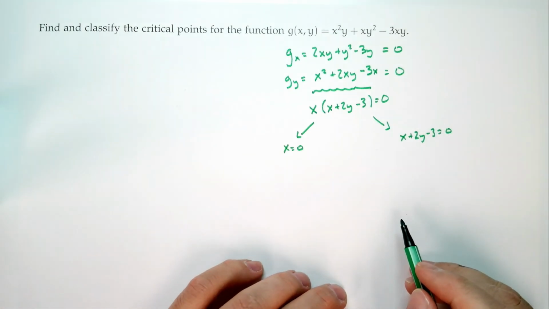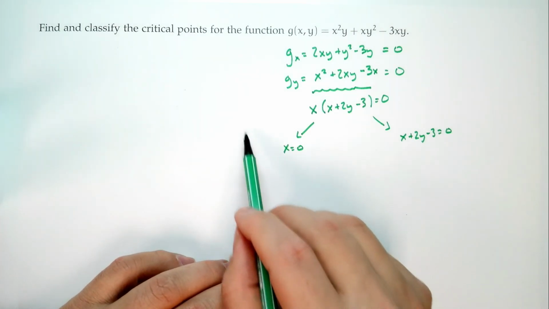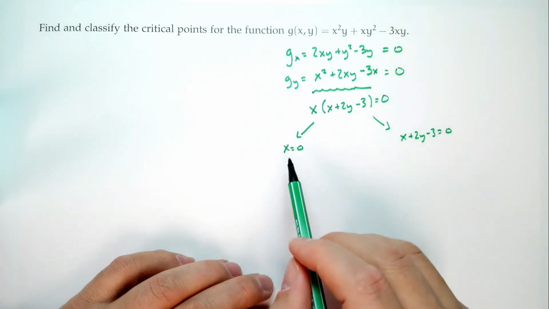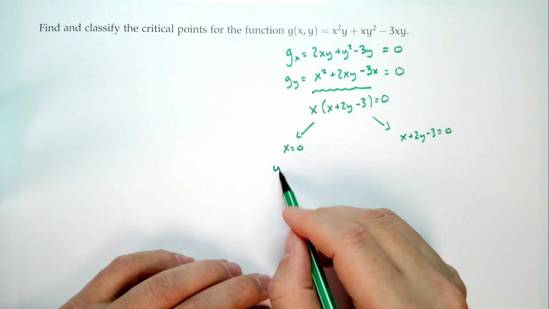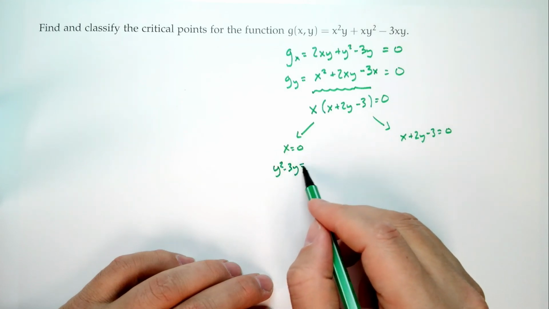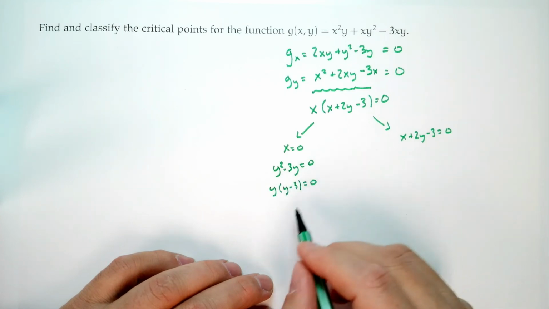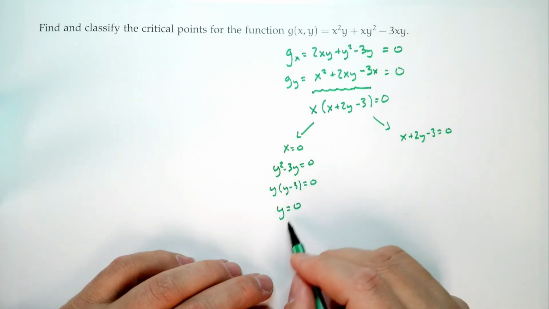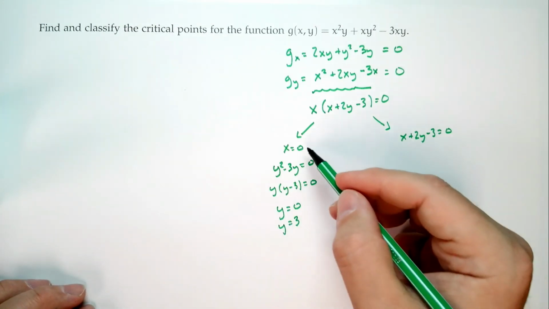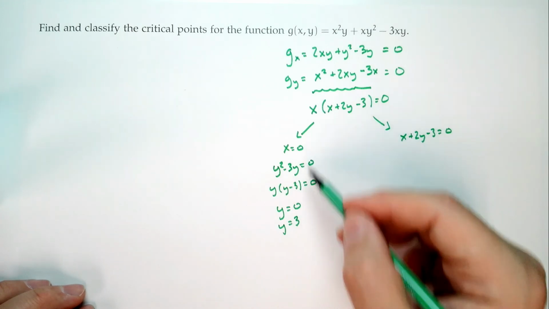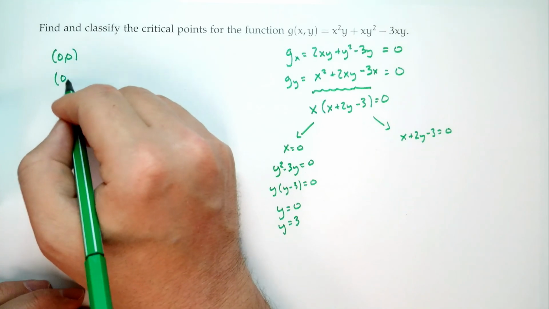Now let's explore the possibilities. Suppose we're in the case where x equals 0. Now we're going to take that information and go into g sub x. When we plug that in, since x equals 0, we get y squared minus 3y equals 0, or y times (y minus 3) equals 0, which says that y had better equal 0 or y had better equal 3. So we're going to get the points (0, 0) and (0, 3). Add them to our list.